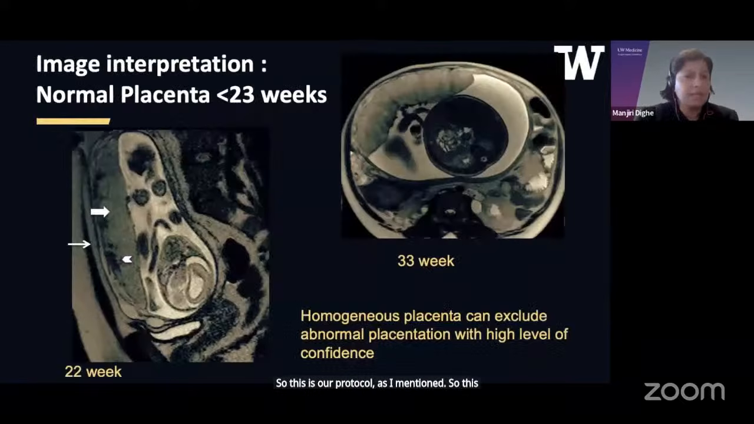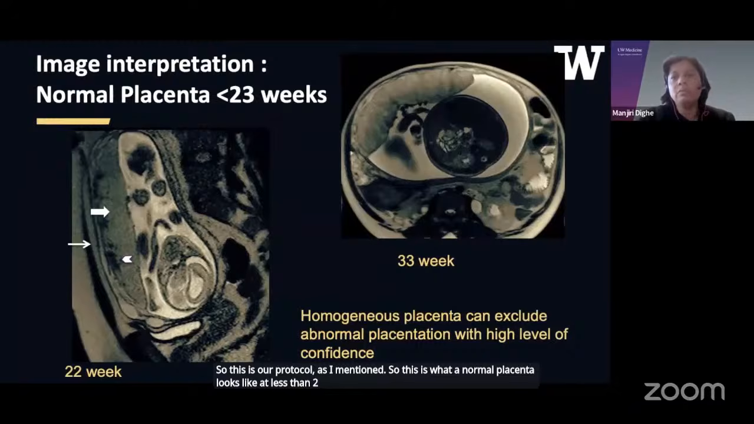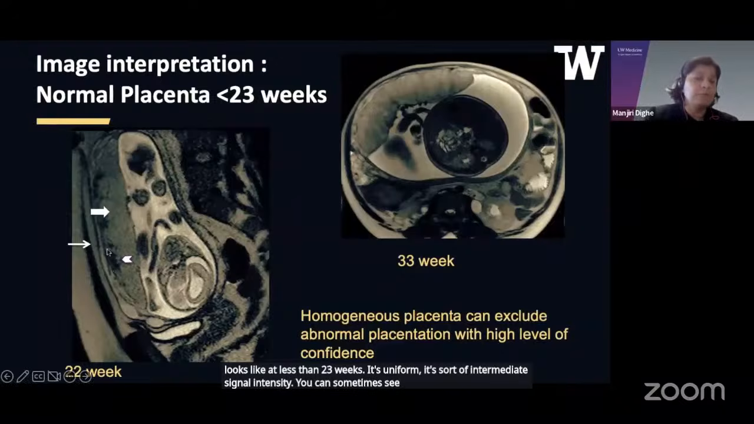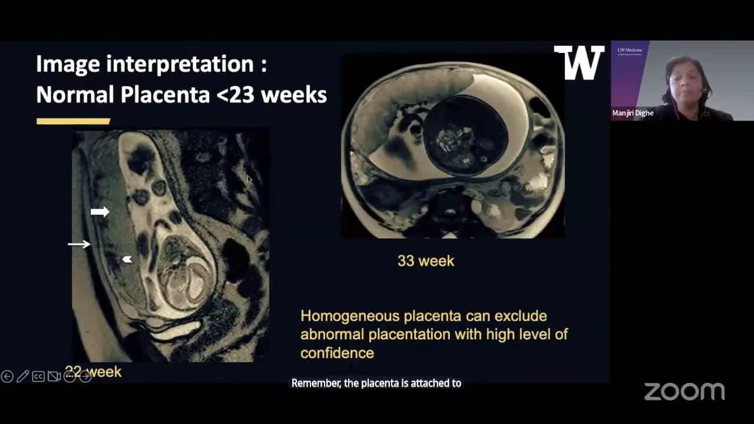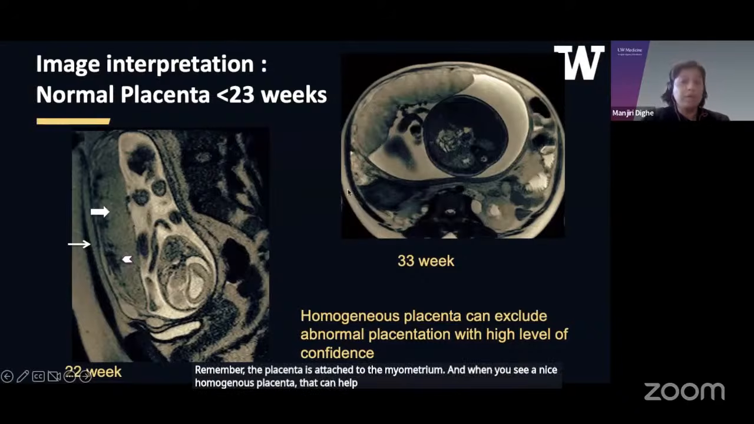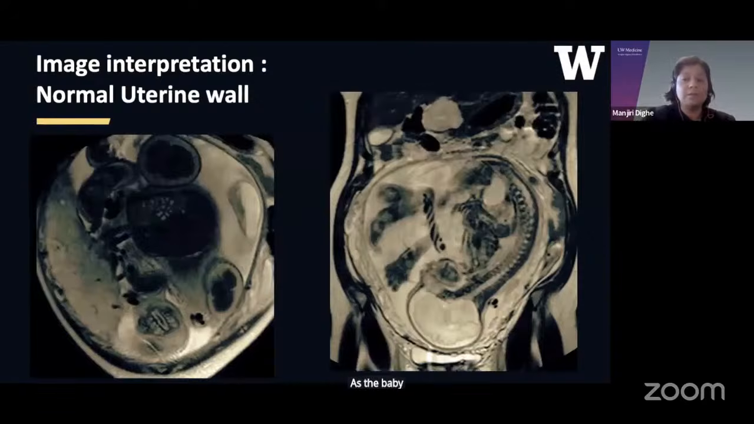So this is what a normal placenta looks like at less than 23 weeks. It's uniform. It's sort of intermediate signal intensity. You can sometimes see the blood vessels underneath the placenta. These are not increased in size or increased blood vessels. These are just normal blood vessels because remember the placenta is attached to the myometrium. And when you see a nice homogeneous placenta, that can help you have a high level of confidence that there's no placenta creta spectrum.